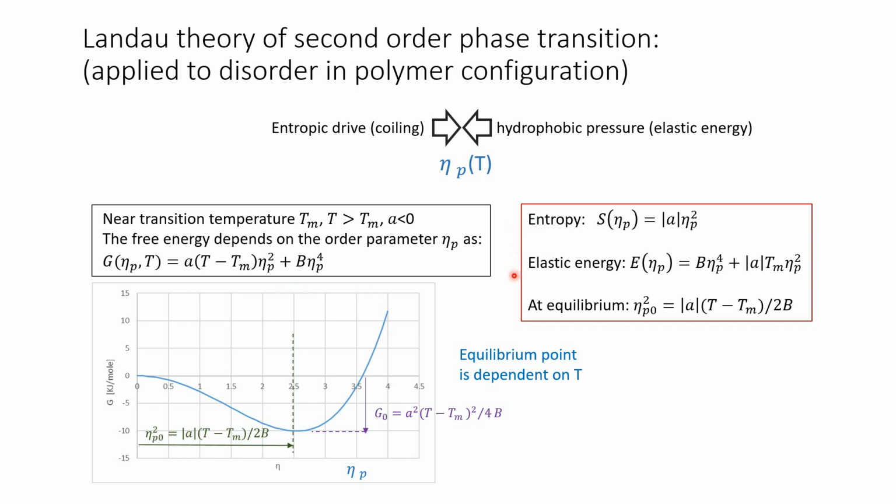We can see that the plot of G as a function of A to P has a minimum at A to P0, where the system is at equilibrium. Equilibrium is due to the balance between entropic drive and the hydrophobic interaction, so the hydrophobic interaction is the elastic energy of the perturbation. In this description, the raise of temperature only causes a limited change in the polymer configuration, which remains reversible.